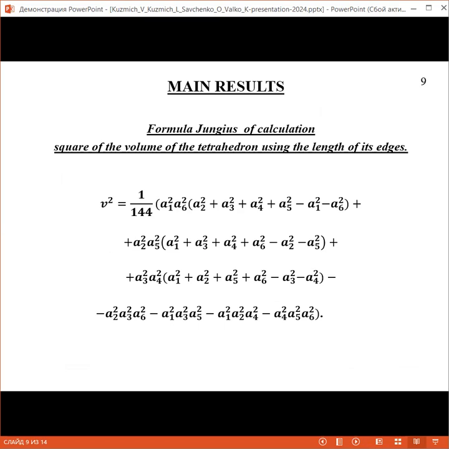Jungius formula is an analog of Heron's formula. It is used to calculate the volume of a tetrahedron by the length of its edges. If the lengths of the edges of the tetrahedron are denoted by a1, a2, a3, a4, a5, a6, then the square of the volume of this tetrahedron is calculated according to the Jungius formula.